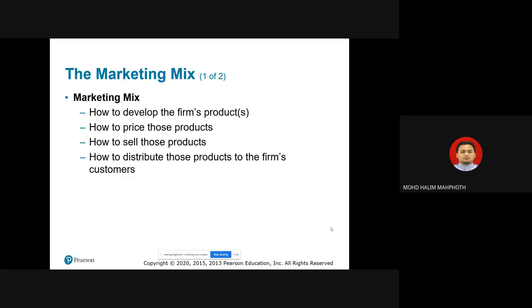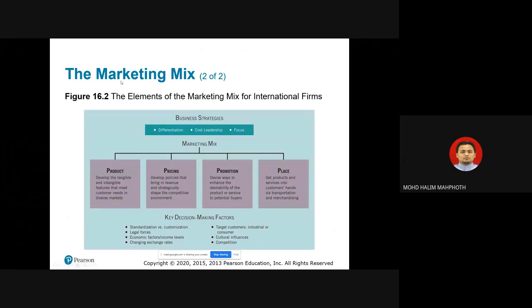So this is the importance of marketing mix. As you can see right here in this chart, you can see business strategy at the top, whether you go for differentiation, cost leadership, or some focus in your business, and under marketing mix, you should strategize in terms of your product, pricing, promotion and place.